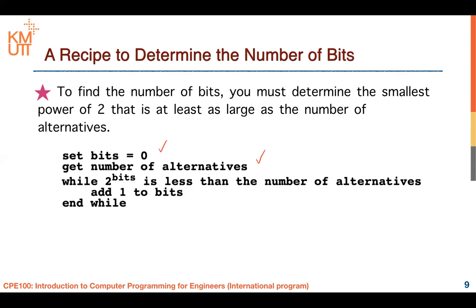Then you check whether 2 to the power of bits is still less than the number of alternatives. If it is, you add 1 to the bits. So this is the loop. First you set it to 0 and check 2 to the power 0. Is it still less than the number of alternatives? If so, you add 1 to the bits and go on until you get a number that is greater than or equal to the number of alternatives, and then you stop. The answer is the bits you need to store this number of alternatives.